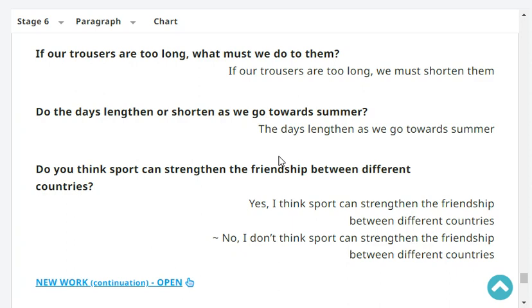Do you think sport can strengthen the friendship between different countries? Yes, I think sport can strengthen the friendship between different countries.